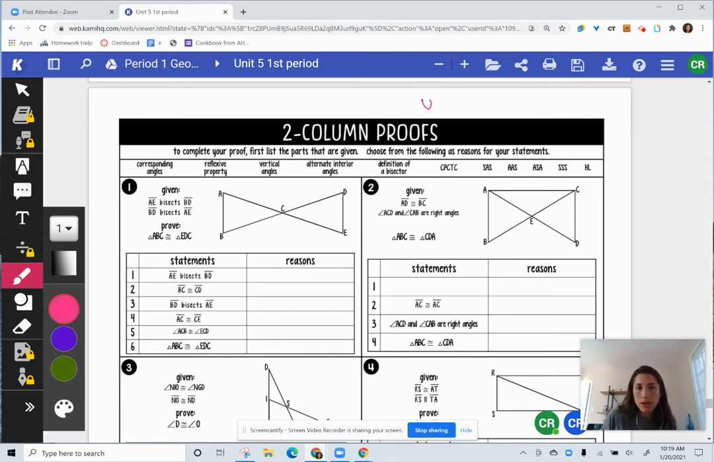So this is Unit 5. And right now we're on page 15. So I just want to go over what is a two column proof. It is similar to a flowchart. The only difference is the way it's actually formatted. Okay, so we'll go through one of these together.